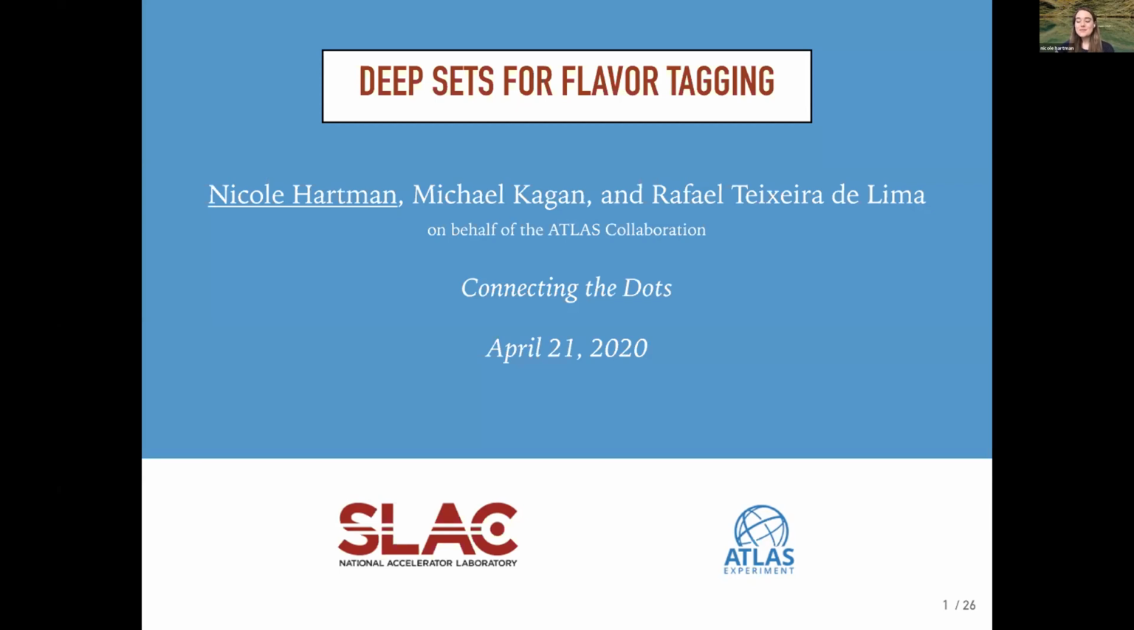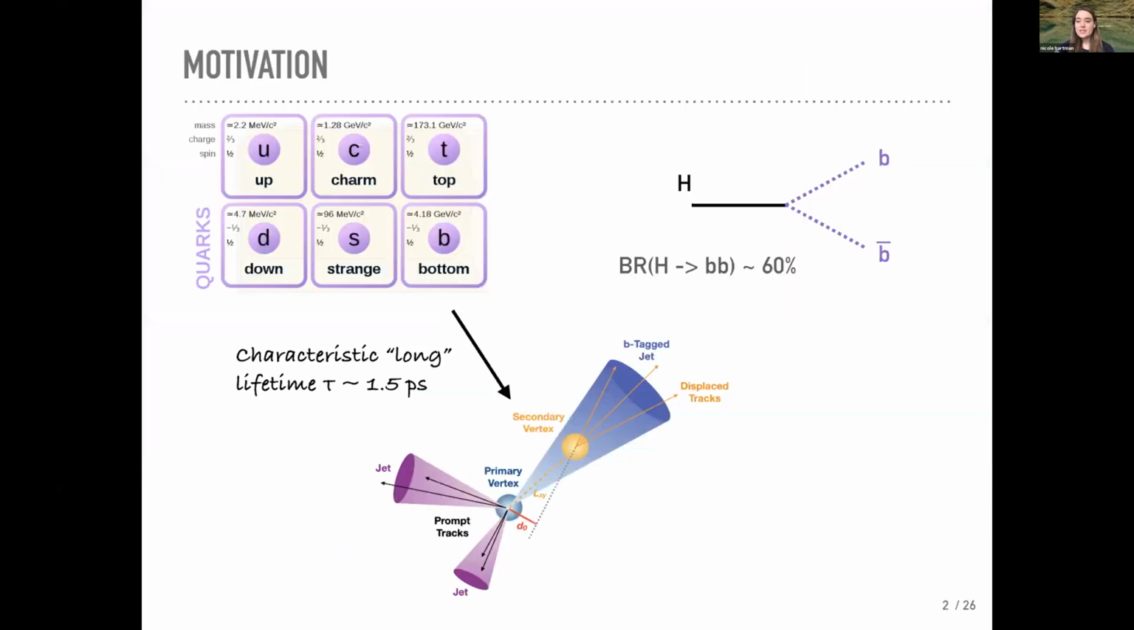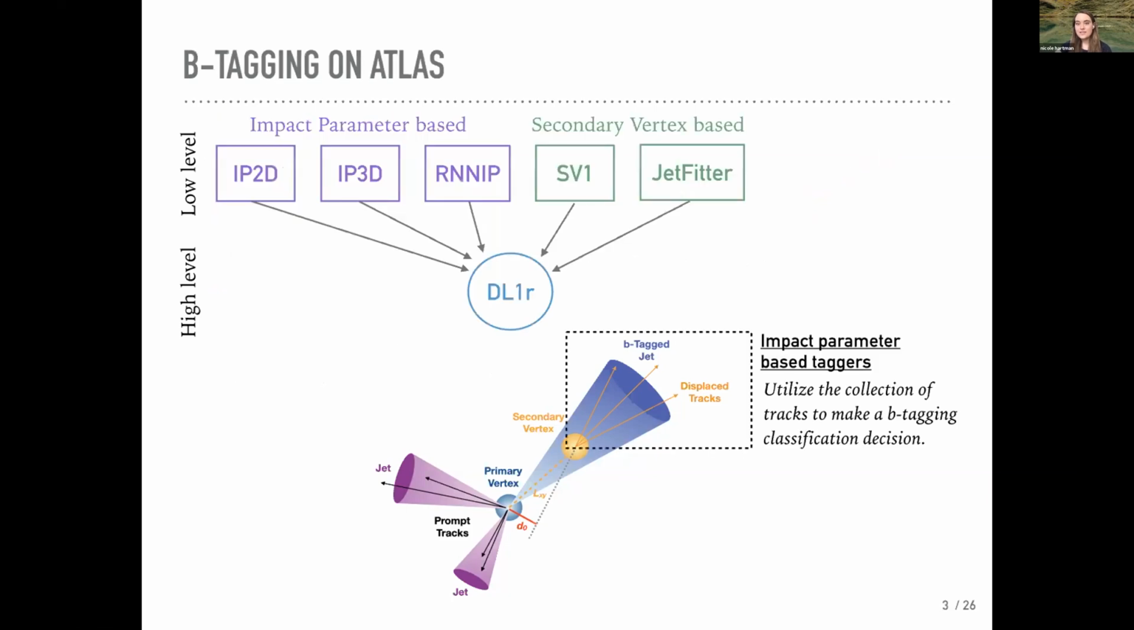Okay, so today I'm going to be talking about an application of tracking in the context of flavor tagging. The motivation is that we're interested in identifying B-jets because of the predominant branching ratio of Higgs to b b-bar. Since the b hadron has a characteristic long lifetime, the experimental signature in the detector is a displaced decay and a set of displaced tracks.